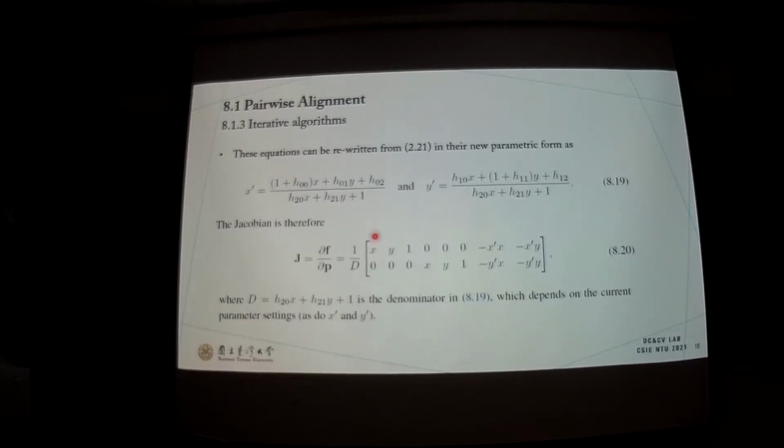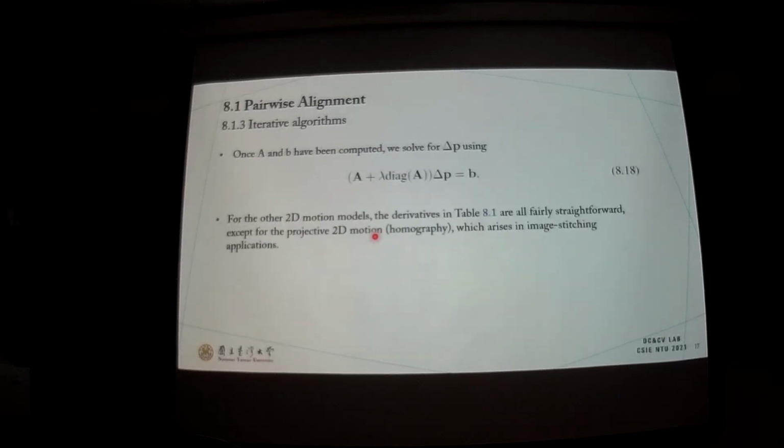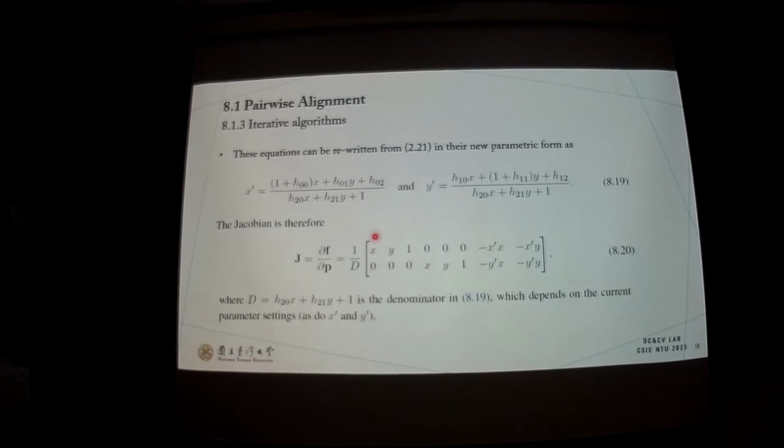Okay, so in this case, based on the formulation, we are trying to rewrite the equation from the transformation in the new parametric form as follows. After we rewrite the equation here, the Jacobian can be estimated as equation 8.20. For estimating the Jacobian, we can take a look at table 8.1. They are already giving an example.